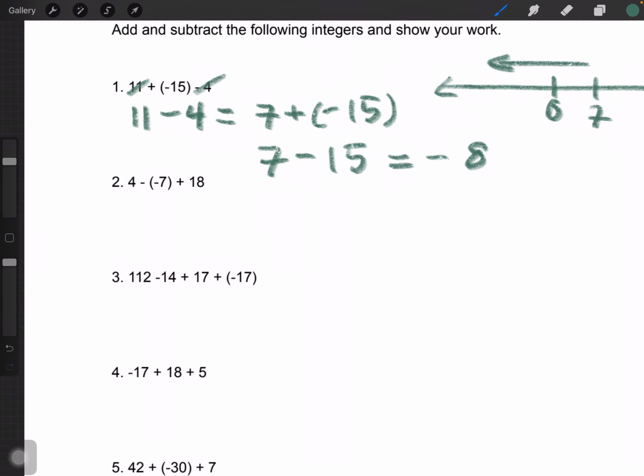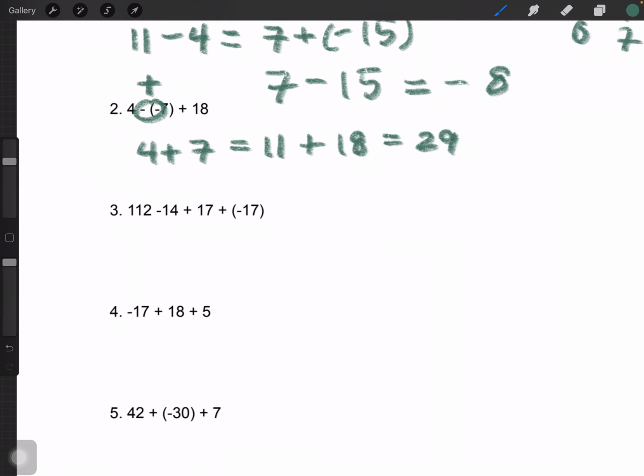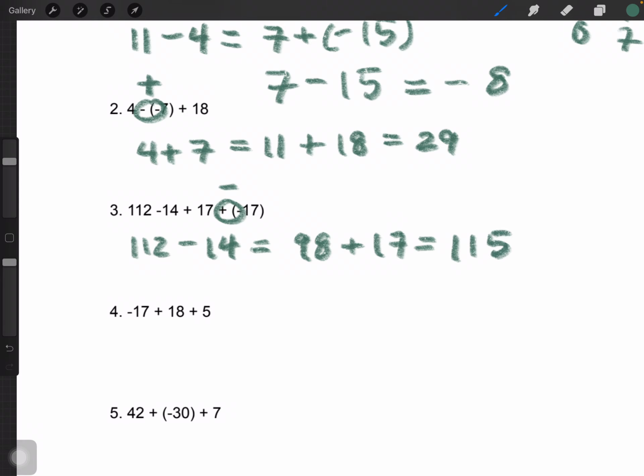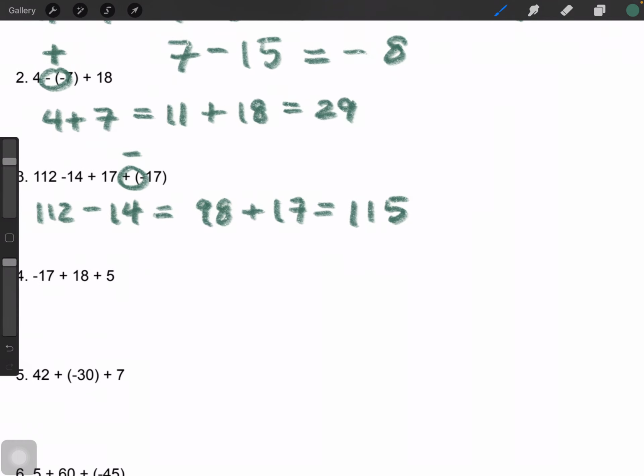For number 2, when you see two minus signs, you always change it to a plus sign. So 4 plus 7 is equal to 11, plus 18 is equal to 29. Pretty easy. Same thing here, when you see a plus and a minus sign, you turn it to negative. So 112 minus 14 is equal to 98, plus 17 is equal to 115, and minus 17, which is back to 98.